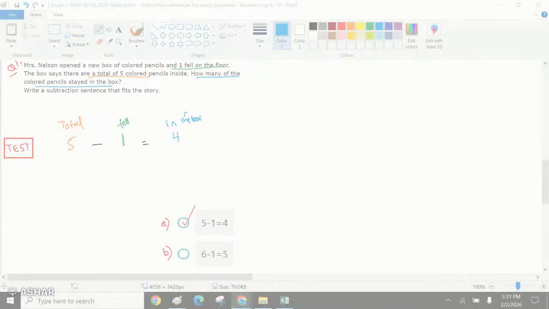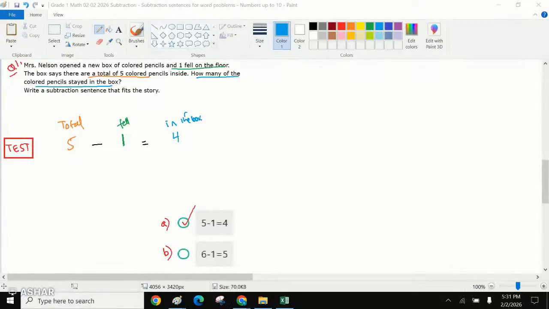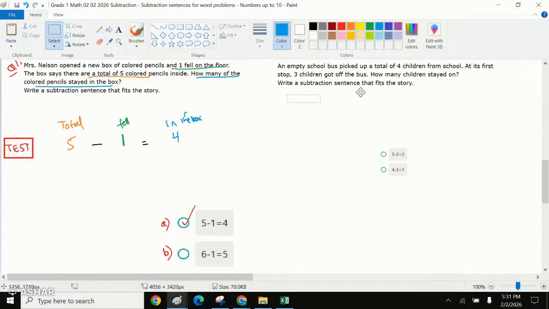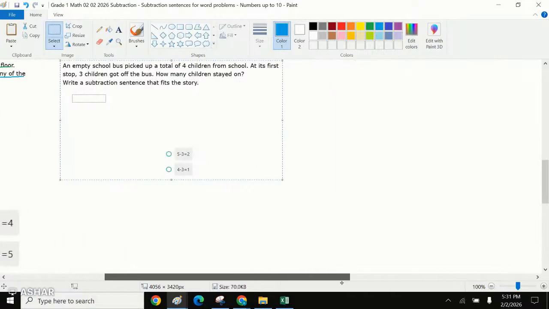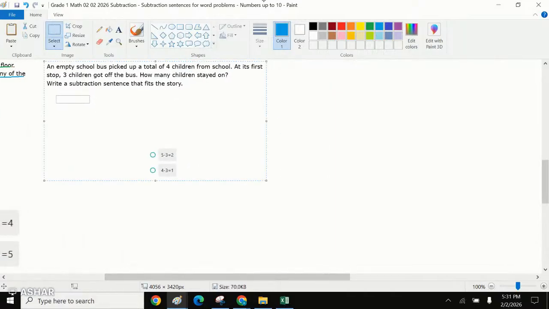An empty school bus picked up a total of 4 children. Let me change the values. Or let's do the same. Yeah, let's keep the same. Let's not change, otherwise the options will also change. These are the two options for us. This is our question number 2 from the test.